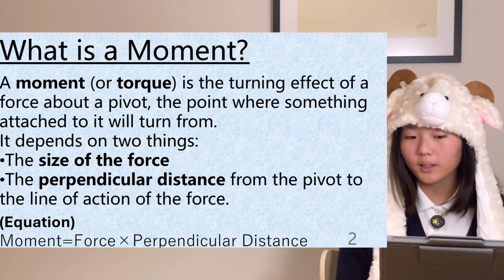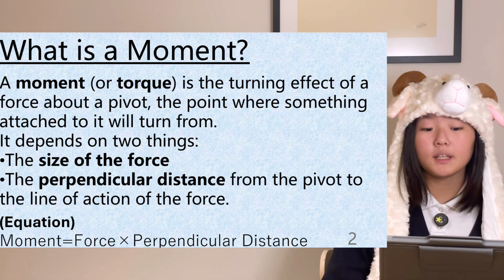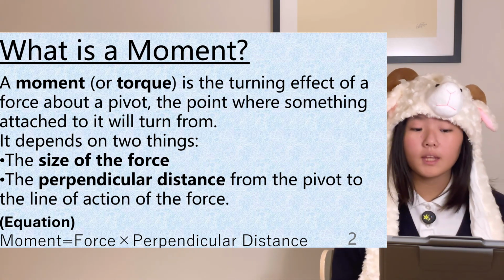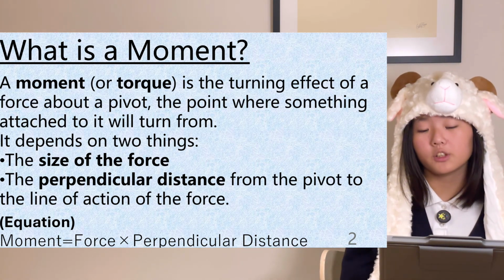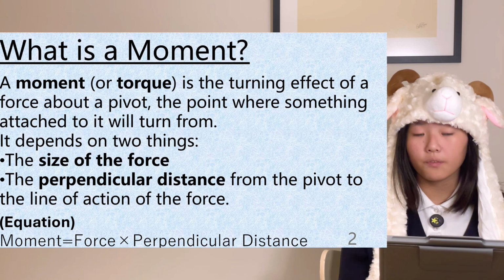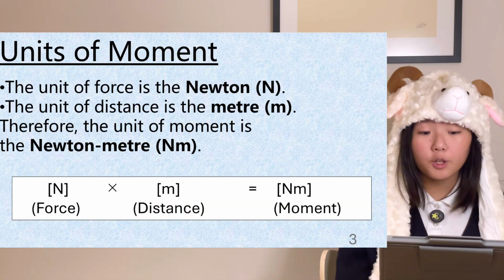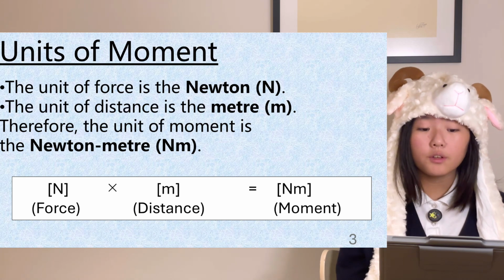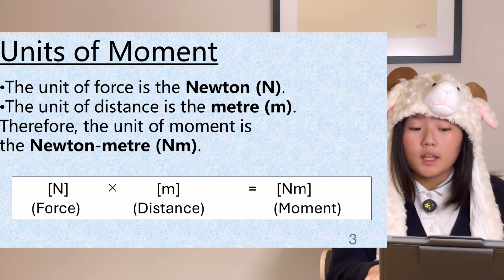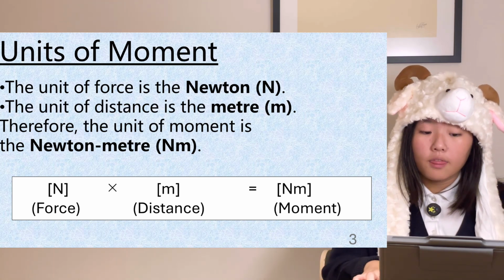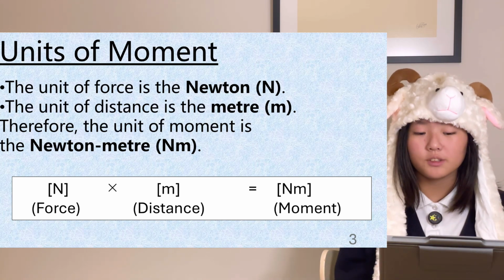A moment or torque is the turning effect of a force about a pivot, the point where something attached to it will turn from. It depends on two things: the size of the force and the perpendicular distance from the pivot to the line of action of the force. The equation is moment equals force times perpendicular distance. The unit of a force is newtons, the distance is meters. And since you multiply the force and the distance, the unit of moments is Newton meters.